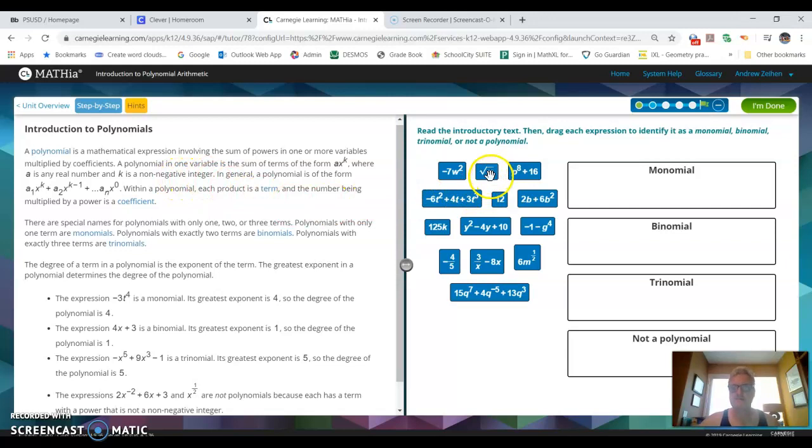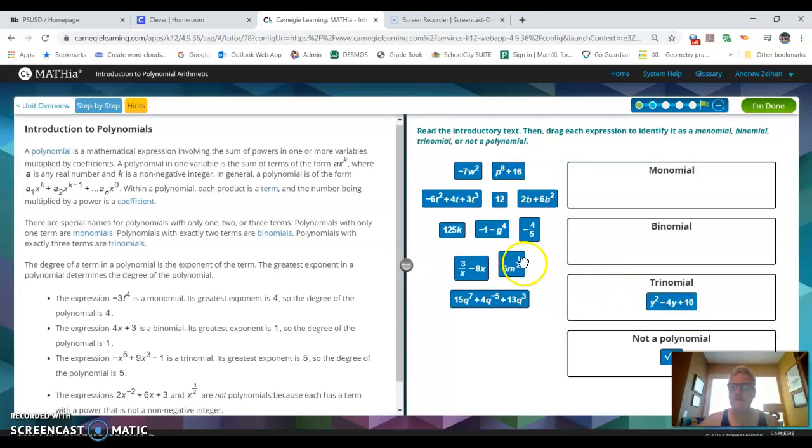So we did look at this. This has a fractional exponent. That's x to the 1/2. So that would not be a polynomial. I'm just going to move around here a little bit. Think about this one. That's a quadratic that we're used to. It's in general form, and it's a trinomial because it has 3 terms. So that's going to go there.